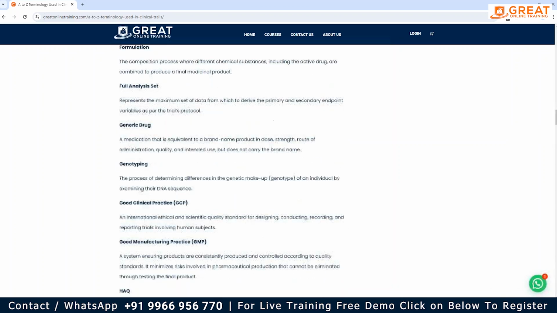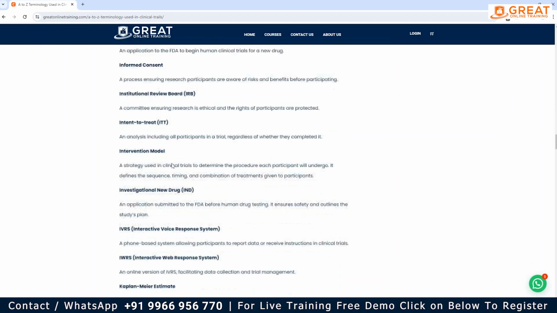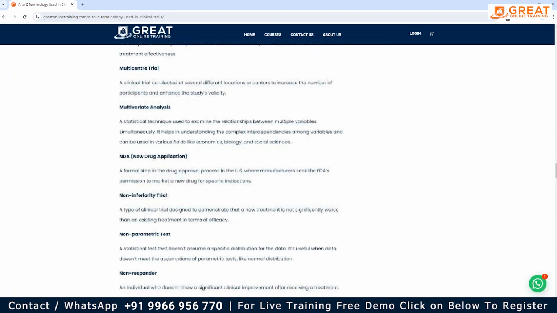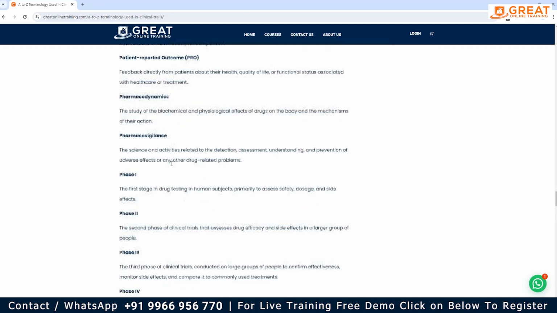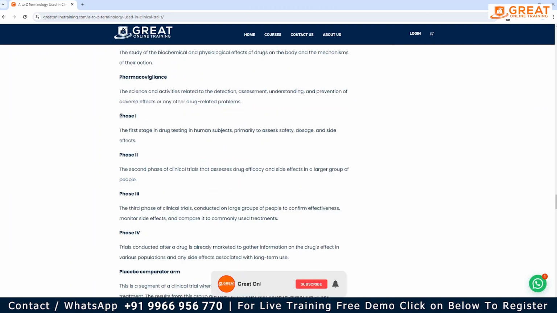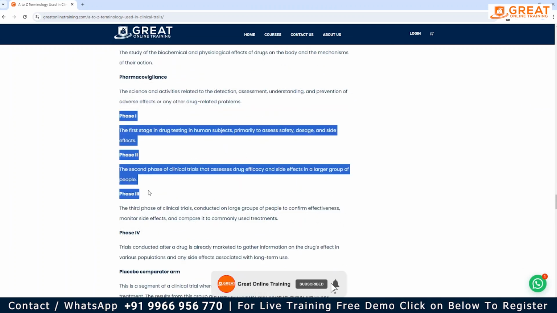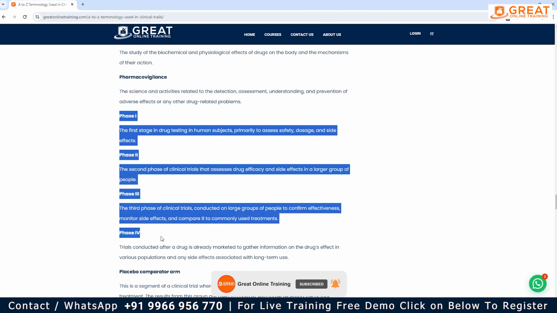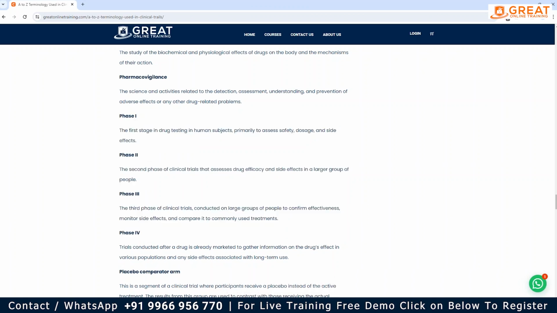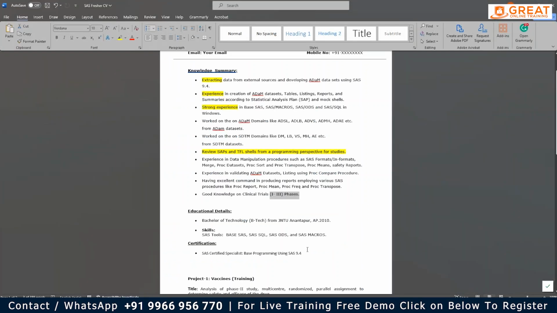You come to A, B, C, D, up to P. You see that? What are the different phases? Phase 1 means what? Phase 2 means what? Phase 3 means what? Phase 4 means what? What are the different clinical trial phases? And you need to be thorough with it. This particular document, this A to Z terminology, is very important for every fresher to know those terminologies.